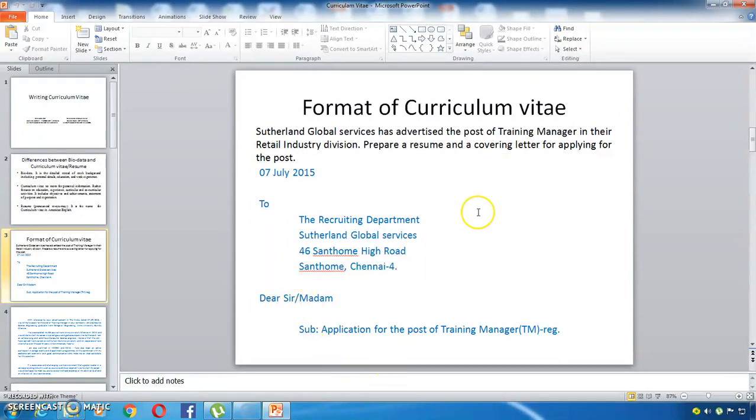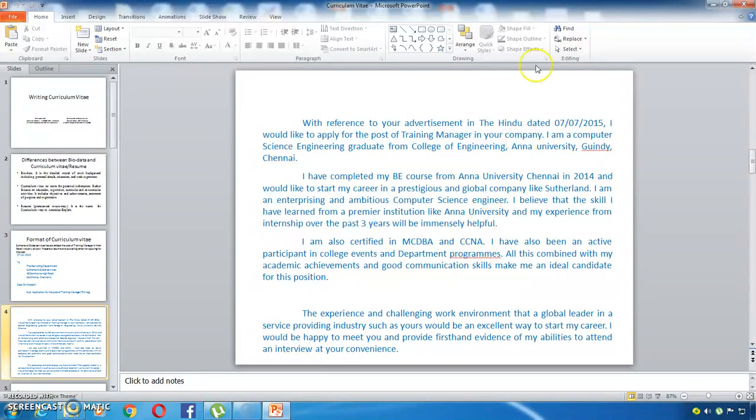Since it's a formal letter, it's very much mandatory to fill up the column of subject, to write the column of subject. So, here the subject is application for the post of training manager, we'll call it. Then come to the matter. So, this is a core part of this letter.